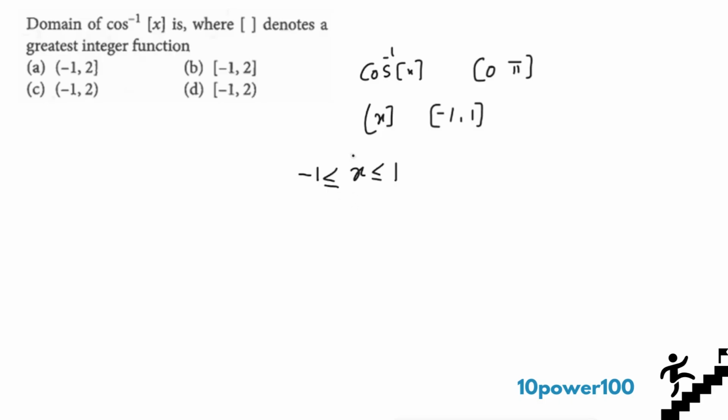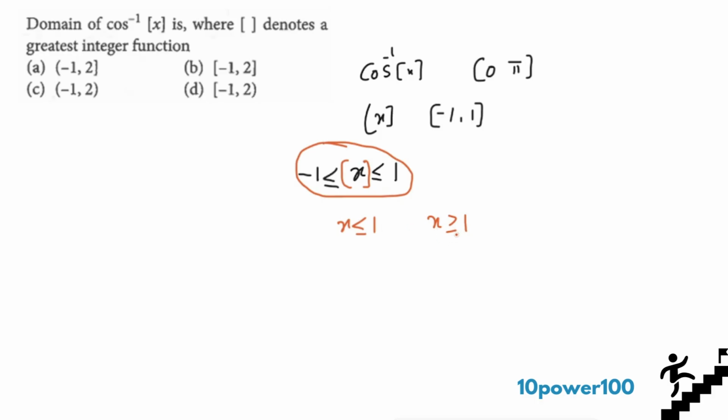Now what is the actual meaning of this? X is in between minus 1 to 1. So the greatest integer function is in between minus 1 to 1. So the actual meaning of this is, the first condition is x is less than or equal to 1, and the second condition is x is greater than or equal to minus 1. So x is less than or equal to 1 and x is greater than or equal to minus 1.